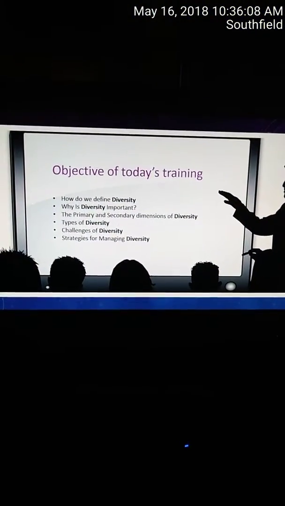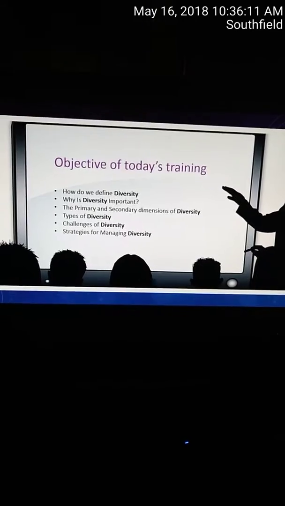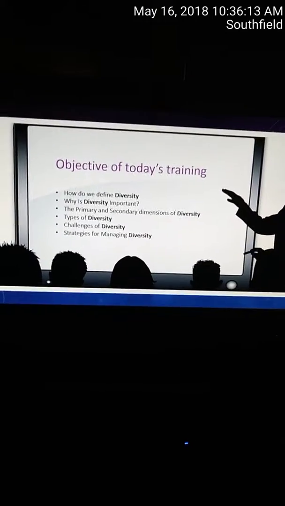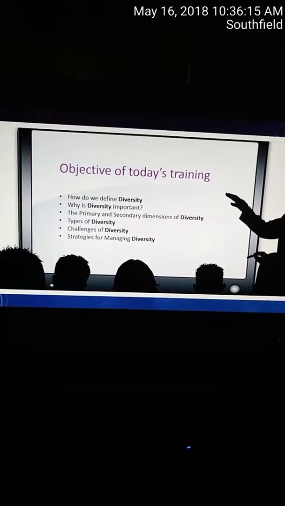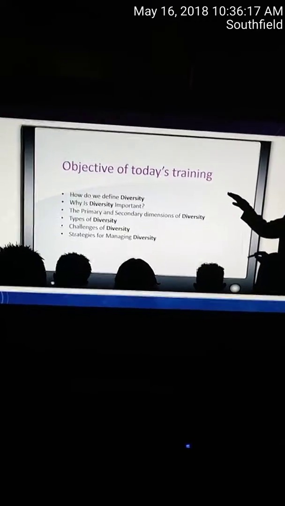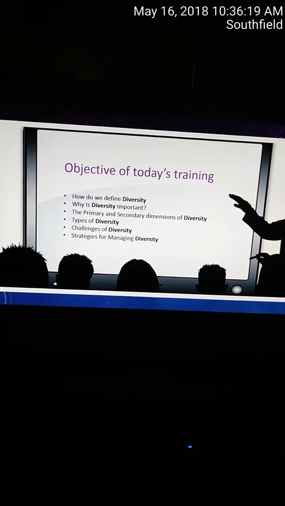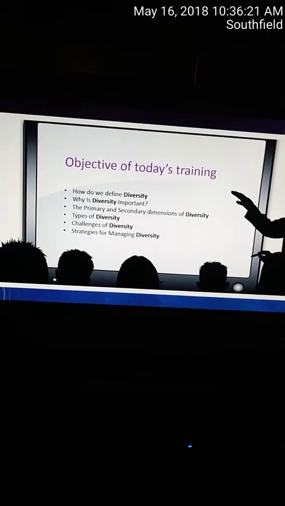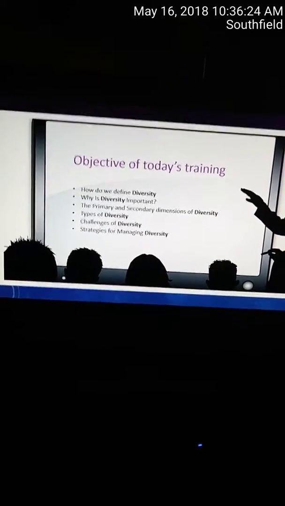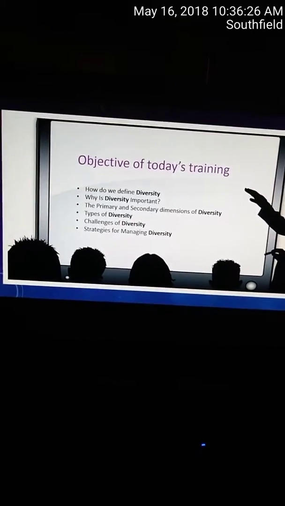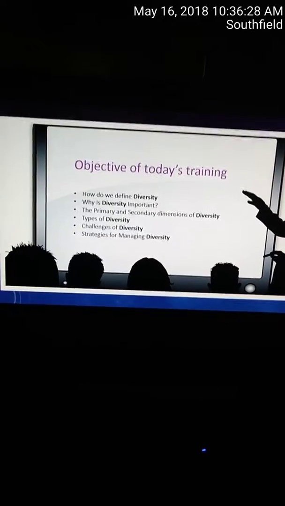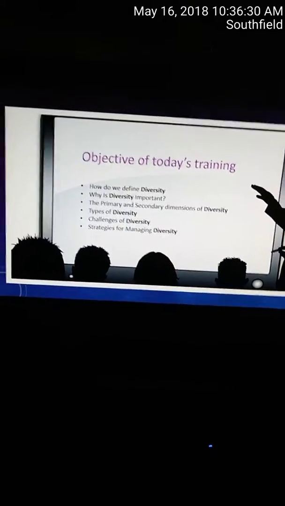The objective of today's training will be to define diversity, explain why diversity is important, explain the primary and secondary dimensions of diversity, explain the different types of diversity, the challenges of diversity, and outline some strategies of managing diversity.